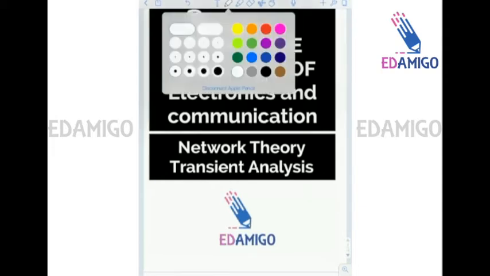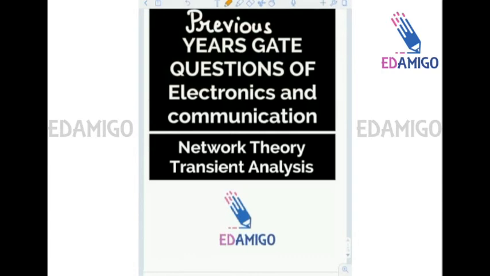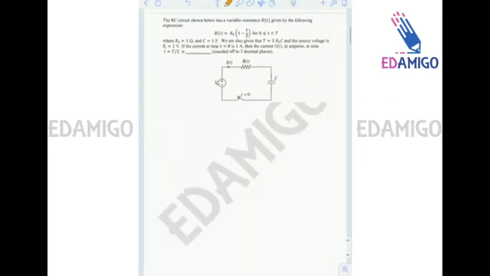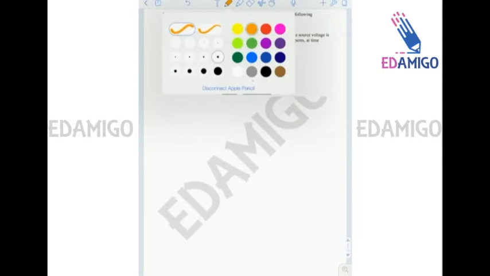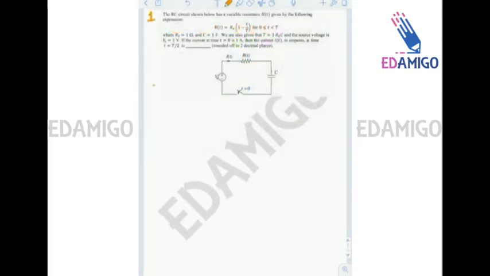So in this lecture series I will be starting with transient analysis, and this is part 1 of this lecture series. In this part I will be covering from 2019 GATE questions to 2016 GATE questions. In the later parts we will be covering the other previous year questions. Okay, so let's start with this question. This is question number 1 and this was asked in 2019 electronics EC.